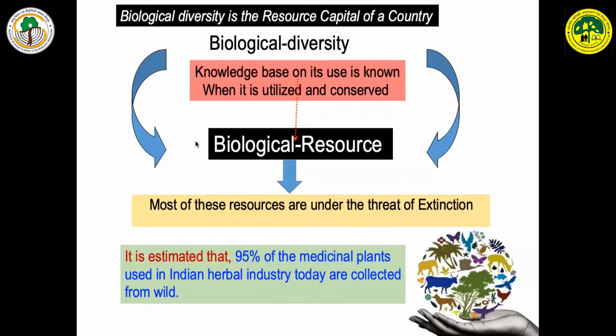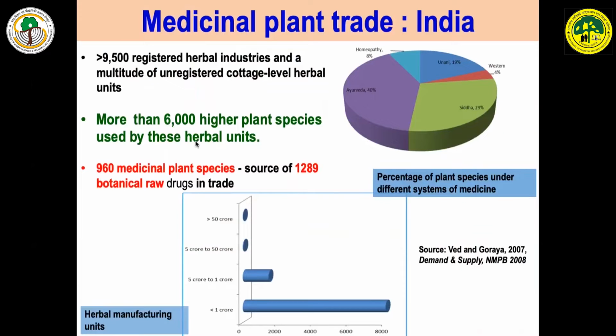If you take the example of medicinal plants, it is estimated that almost 95% of medicinal plants are coming from the wild. The Indian herbal industry completely depends on the wild, and slowly cultivation has started, but the major share is still coming from the wild. In the medicinal plant trade in India, 9,500 herbal industries are recorded, and they use more than 600 higher plant species as herbal units, and about 960 medicinal plants are in trade now.